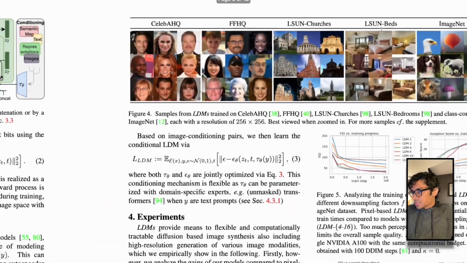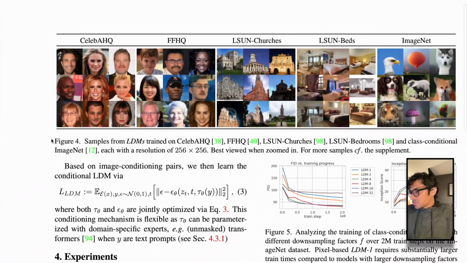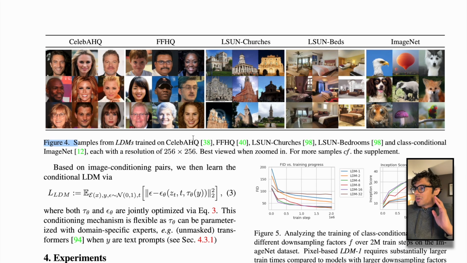So what about this figure 4? Whenever you think about computer vision, you maybe don't have to memorize it, but if you read a lot of papers, you would know that CelebA-HQ, all these datasets are pretty famous for computer vision, particularly in generation. FFHQ as well, LSUN, ImageNet. So these are all very famous datasets.